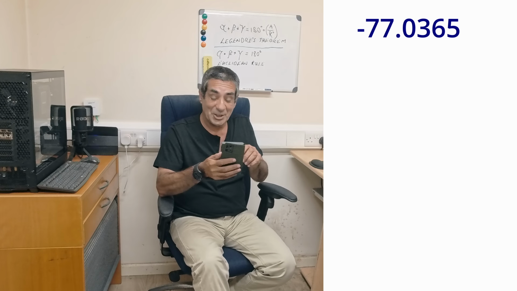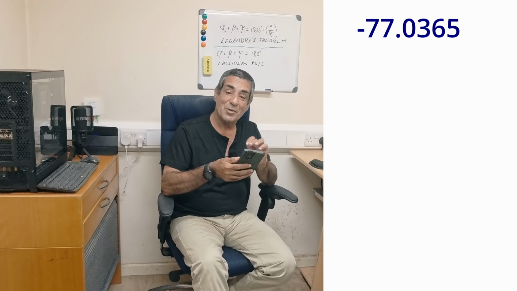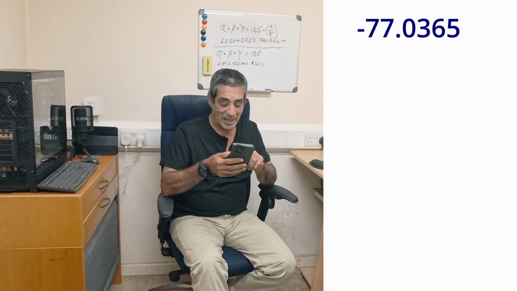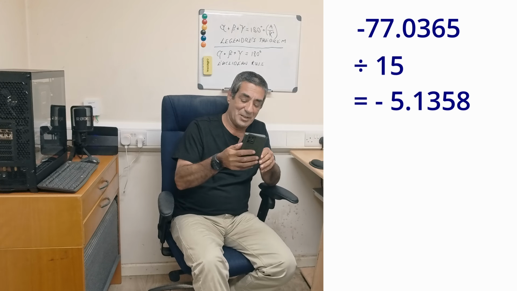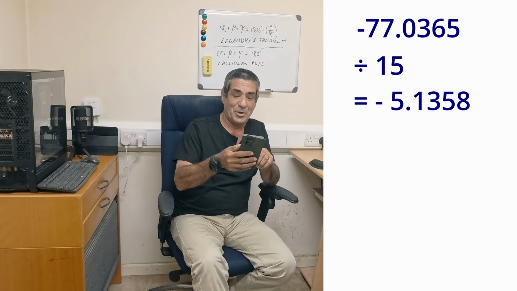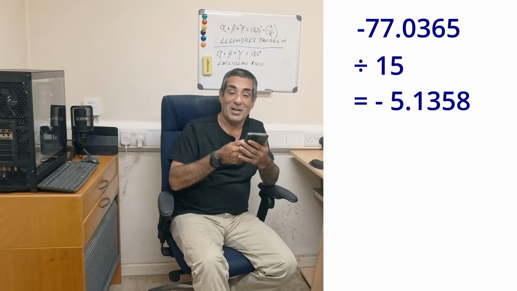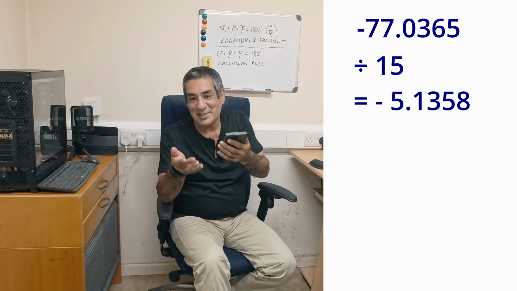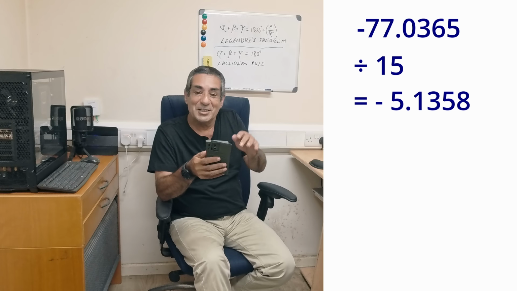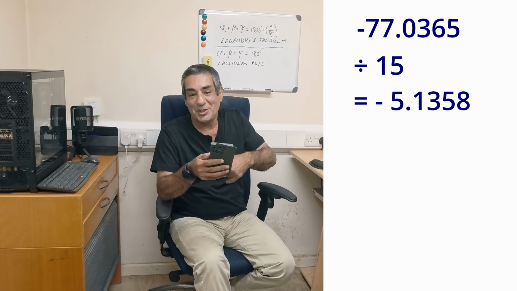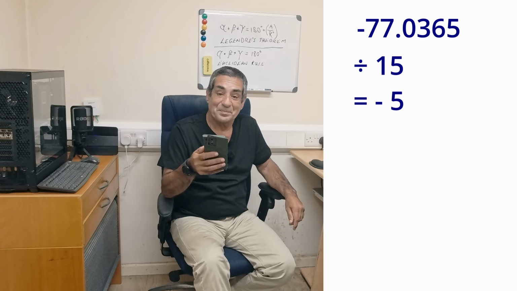So we'll take our longitude, which is minus 77.0365. I'll divide that by 15, and you get 5.1358. Okay, 5.1358. But let's keep this simple. It's just a video. We'll round this to the nearest whole number, which gives you minus 5. So I'll delete that and I'll just put in minus 5.